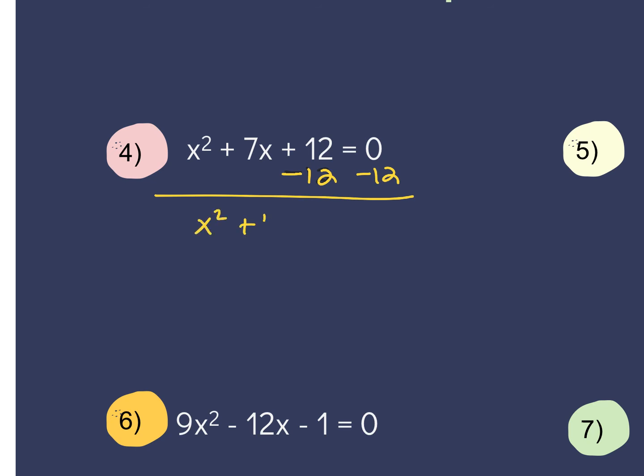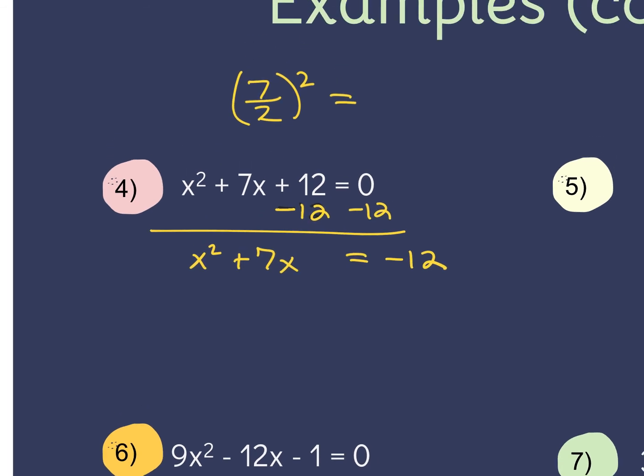X squared plus 7x, leave a blank space, equals -12. I now take the b term, divide it by 2, and square it. Now, don't be tempted to make this into a decimal. Leave it the fraction. So you can square it. So 7/2 times 7/2 is 49/4. So in here is where I'm going to put the plus 49/4. But in here, I'm going to put the 7/2 squared.